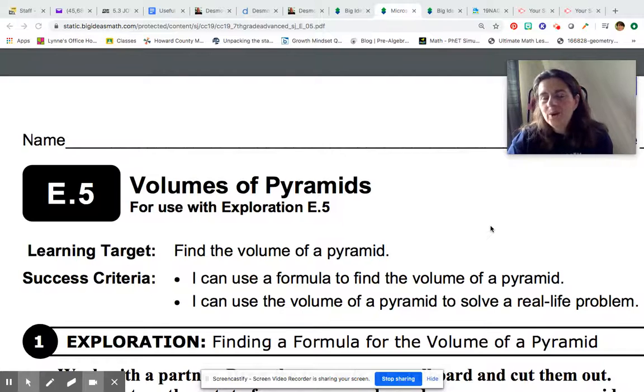Good morning. I hope you enjoyed doing the Ed puzzle. I want to be sure that you have everything you need for today's lesson. You're going to need a notebook, you're going to need a pencil, and it'll be helpful to have a calculator.